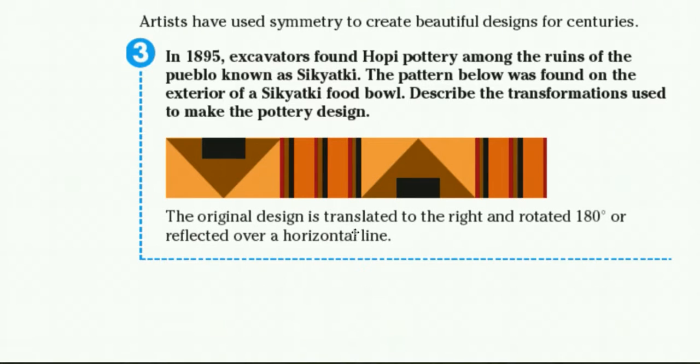So this is basically a good example of translation, because the original design is translated to the right and rotated 180 degrees or reflected over the horizontal axis, a horizontal line. So you have a good example of a transformation, because it is a translation, a rotation, and at the same time a reflection. Okay, and that's our lesson.